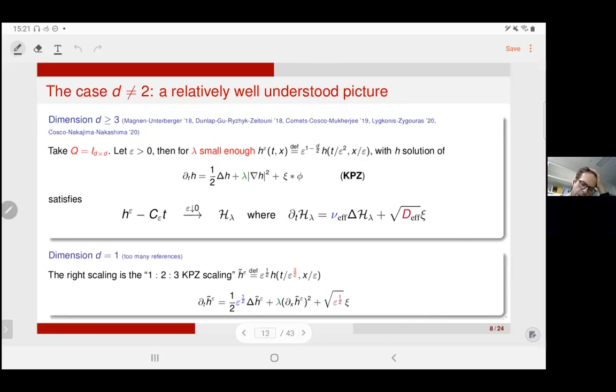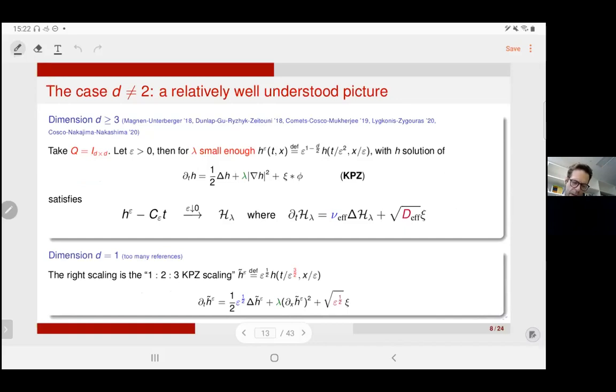On the opposite side is dimension one. So here I didn't even write the reference. I mean, that would be too long. But okay, so let me just condense in one line. What happens here is that, as suggested by the scaling argument, the diffusive scaling is not the correct one. Otherwise, the nonlinearity will just tend to explode. So what turns out in the end is that you have to rescale space and time differently by the so-called 1-2-3 KPZ scaling.